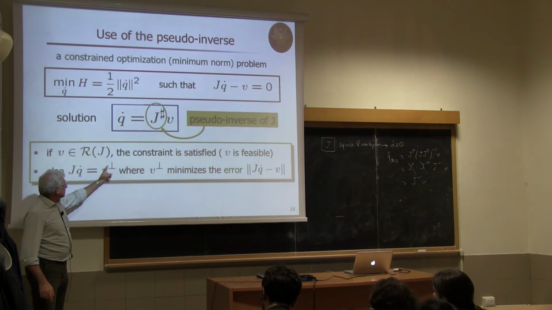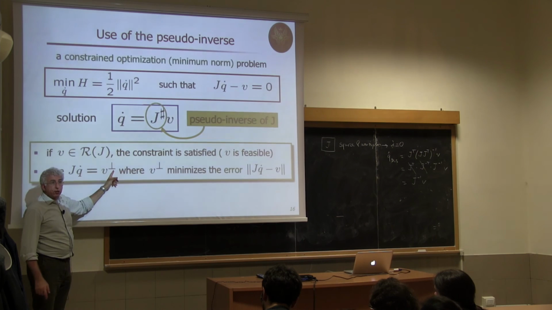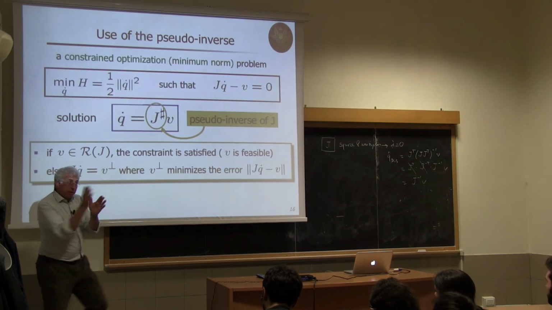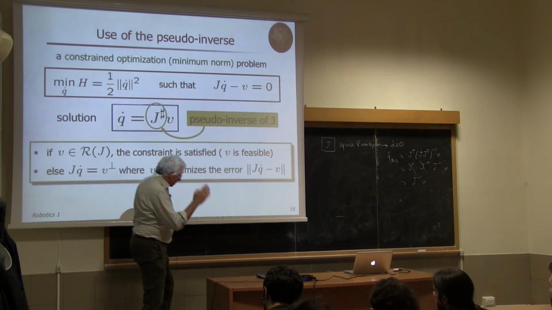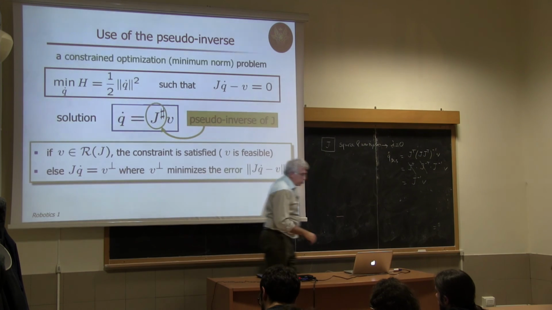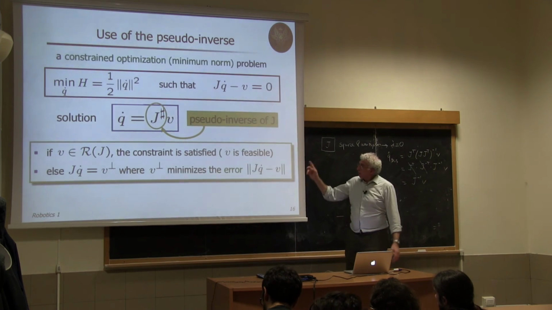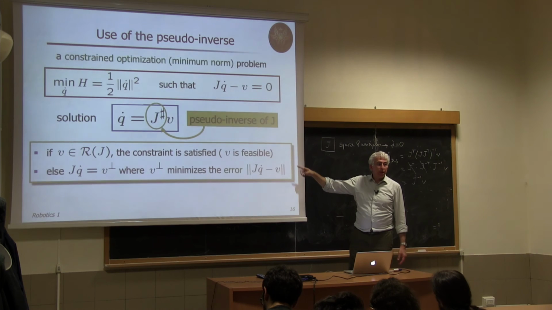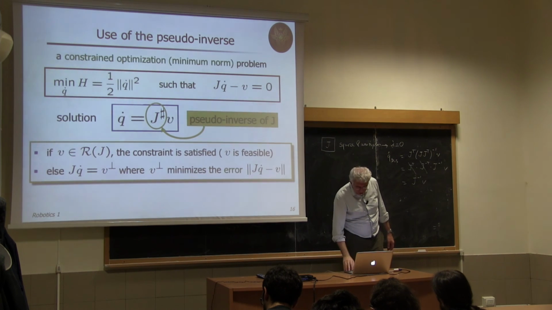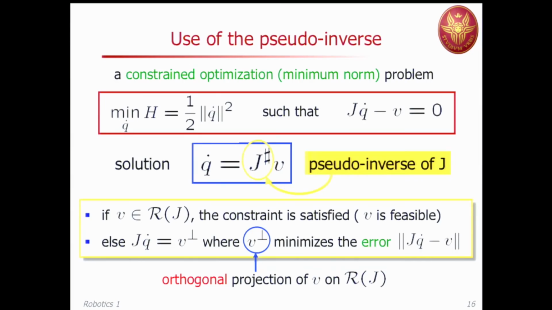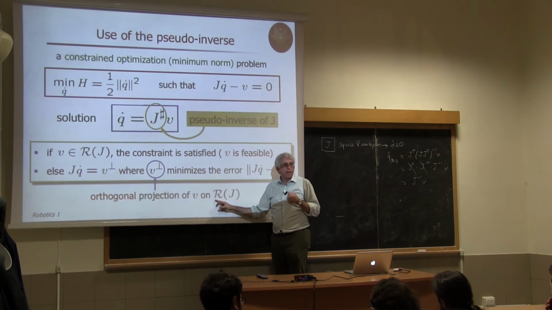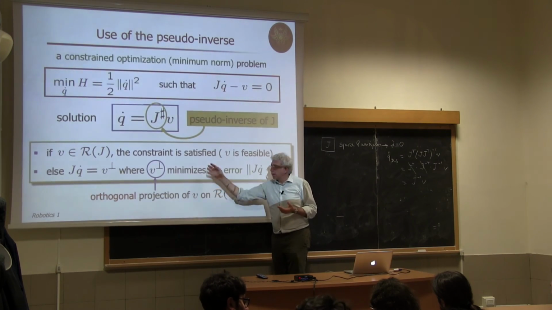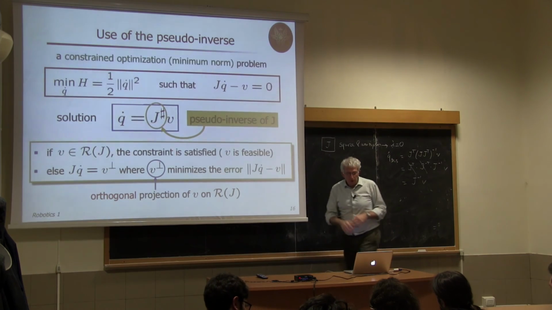So we use this notation to say that I'm getting one particular solution in the closest to the range space of J. This perpendicular notation means that. Okay, so this is the orthogonal projection of v on the range of J. Of course, if v belongs to the range of J, then the orthogonal projection is the vector itself. Otherwise, this is what you solve.